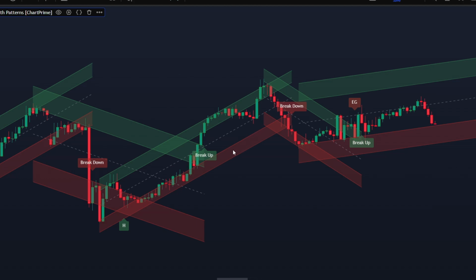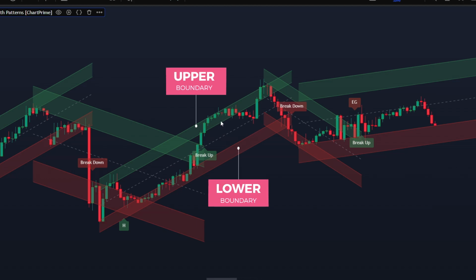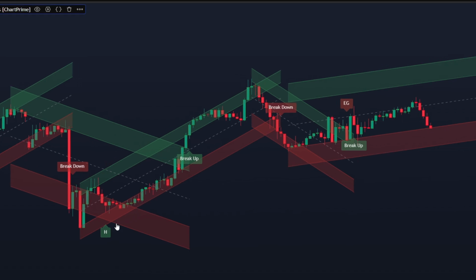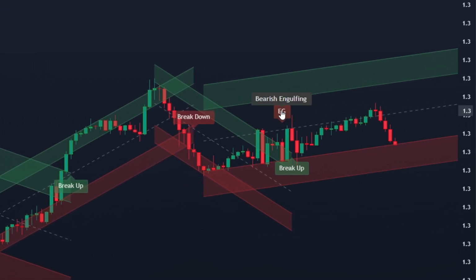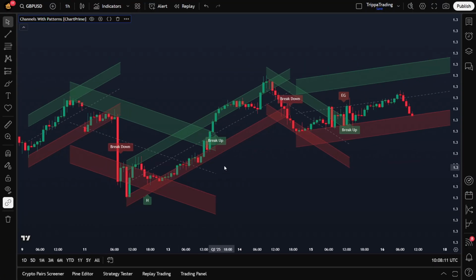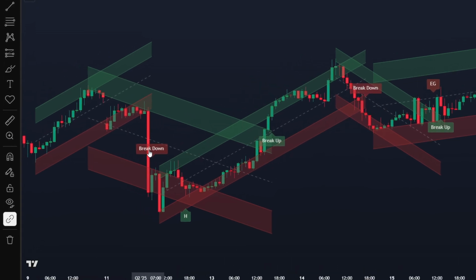On your chart, you'll notice a channel automatically drawn with an upper boundary, a lower boundary, and sometimes a midline. The upper boundary can be treated as potential resistance and the lower boundary as potential support. You'll also start to see small pattern labels appear, for example, EG for an engulfing pattern or H for a hammer pattern. These only show up when a valid pattern forms close to either edge of the channel, which adds an extra layer of confirmation. If price breaks out of the channel, you'll see a breakup or breakdown label indicating a potential breakout trade.